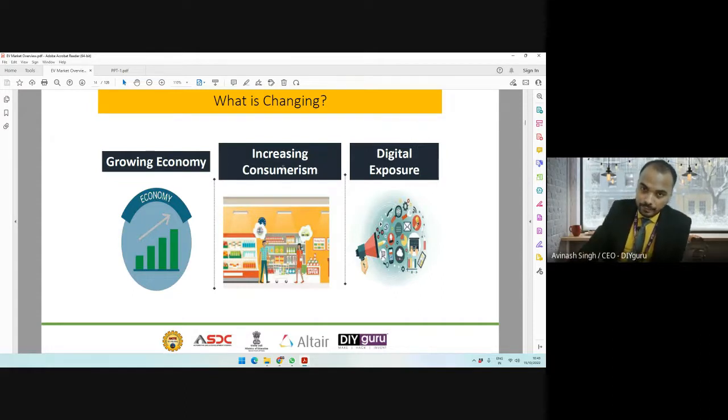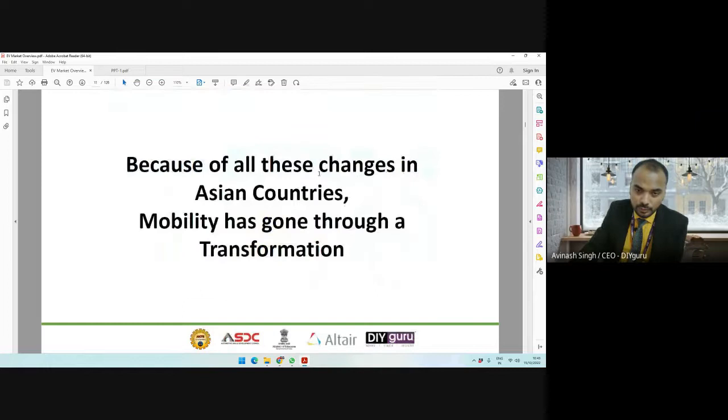So this is all affecting the sense of consumerism, and this will ultimately add to the basket of more people buying more automotive. I think this industry is going to get very, very big in the next 10-15 years.